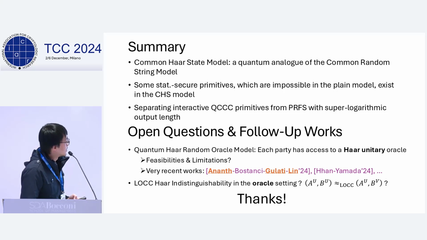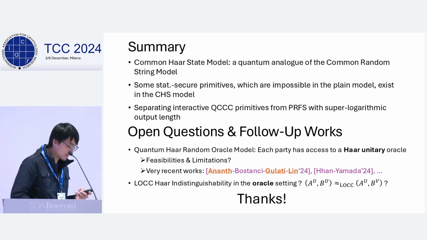And there are some open questions and follow-up works. We can consider a stronger model called the quantum hard random oracle model, in which each party has access to a hard unitary oracle. And it's interesting to study the feasibilities and the limitations of this model. And another interesting open question is whether LOCC hard indistinguishability holds even in these oracle settings. And that's all of my talk. Thanks.